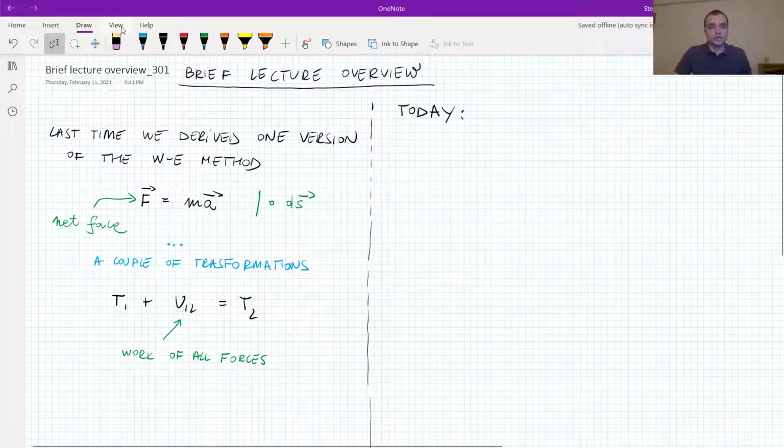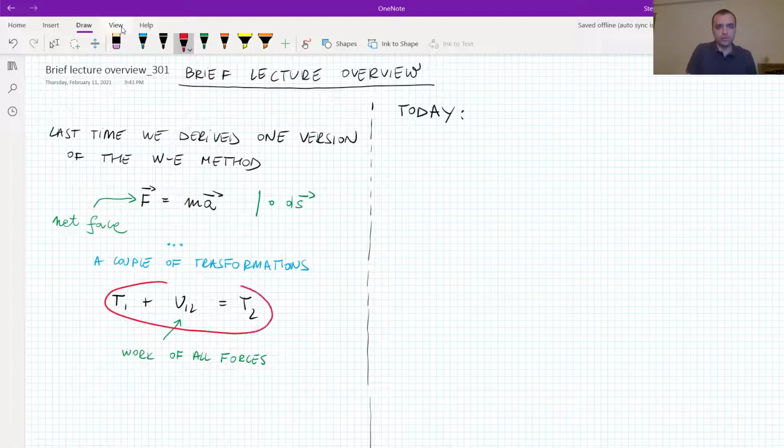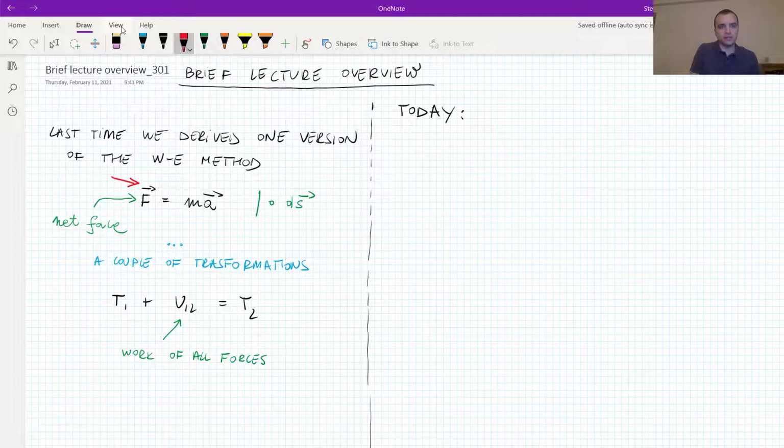So, last time we derived this expression. I hope you remember. We started with F equals ma, and we said that this force is a net force. In other words, this force is a sum of all the forces acting on our system. And then, with a couple of algebraic transformations, we ended up with such an expression: T1 plus U12 equals T2, where U12 was the work of all the forces.